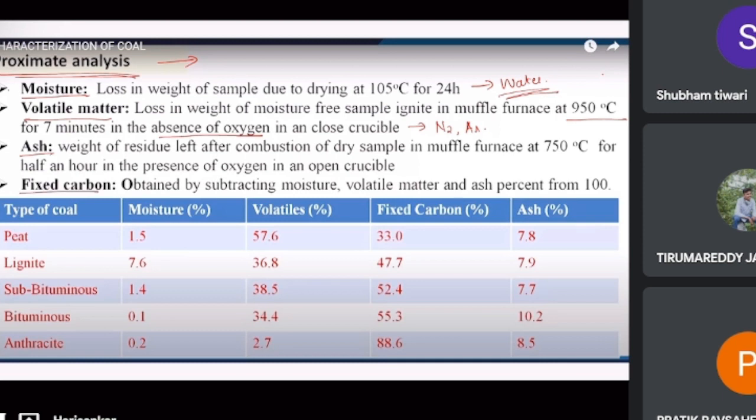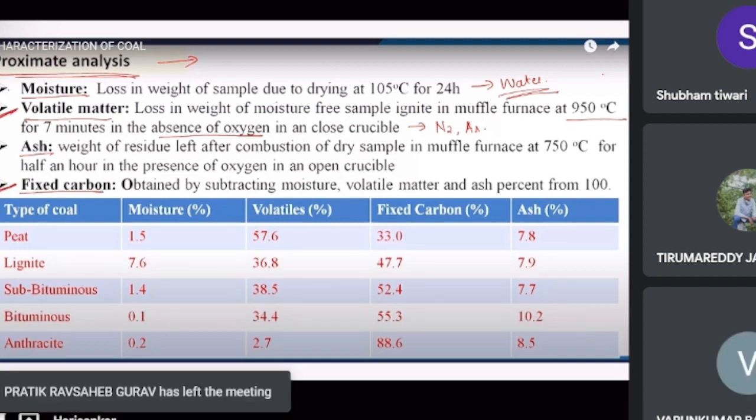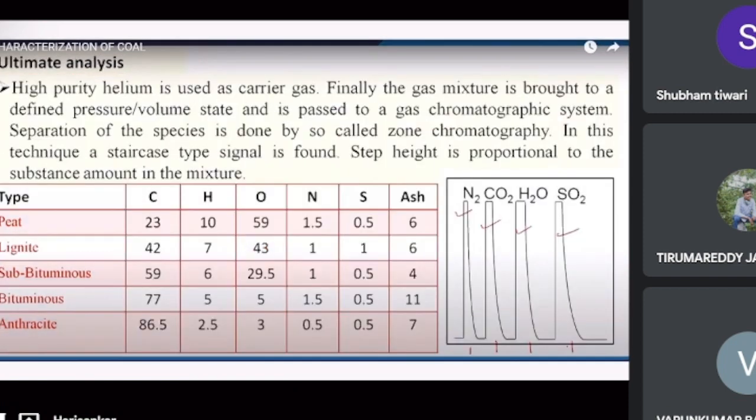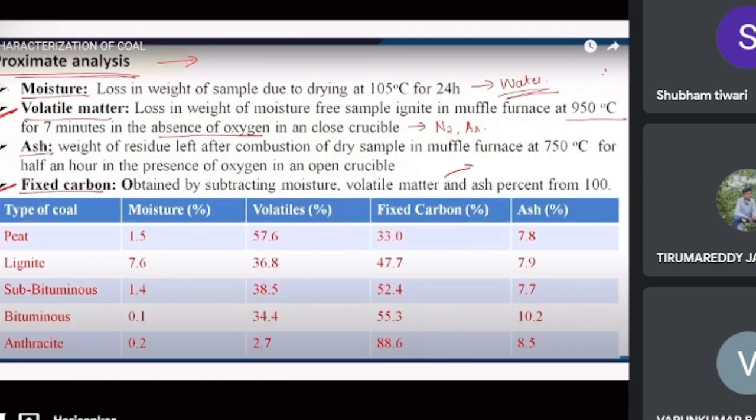Before ash content, let's take a look at the fixed carbon. How you measure fixed carbon is the same process that you followed for volatile content. The only difference is that instead of the absence of oxygen, you will be burning the coal at 950 degrees Celsius in the presence of oxygen.